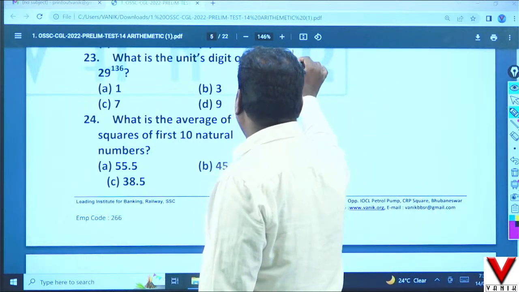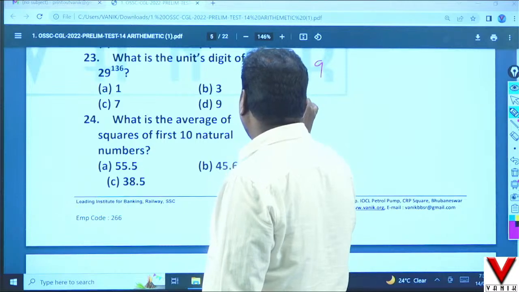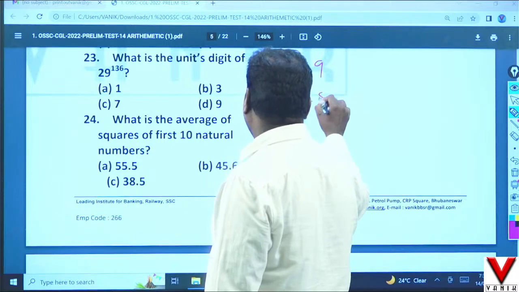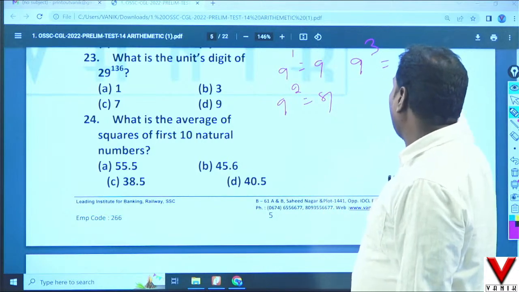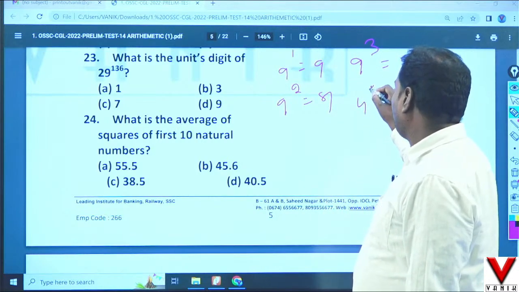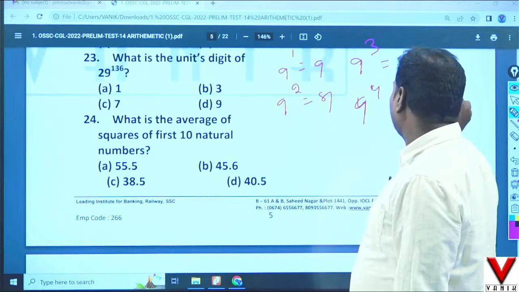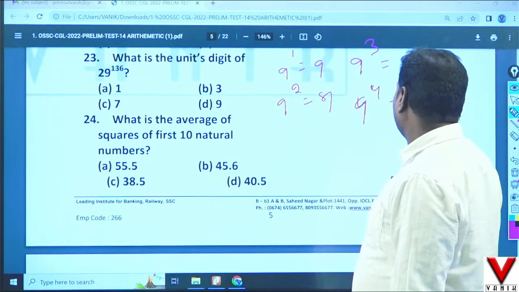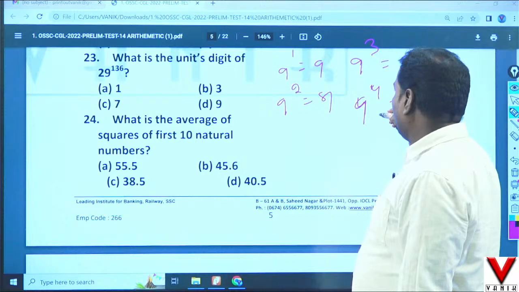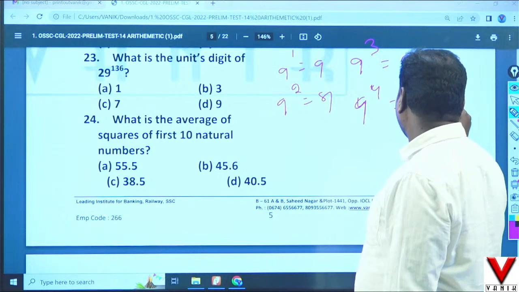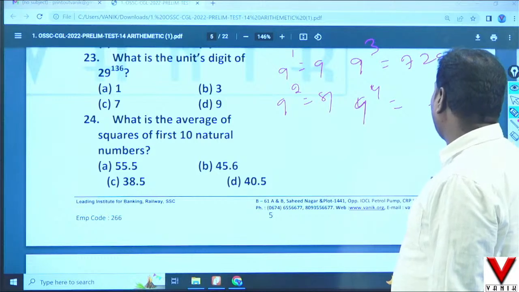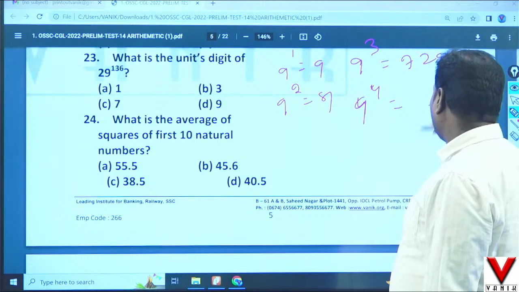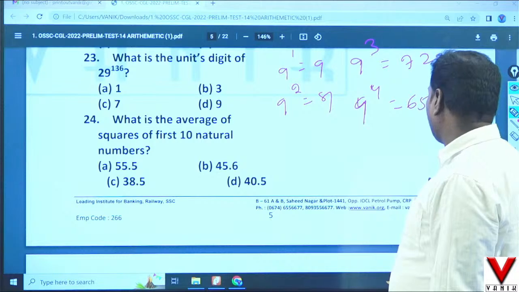9 to the power 1 is equal to 9, 9 to the power 2 is equal to 81, then 9 to the power 3 is equal to 729, 9 to the power 4 is equal to 9 9s are 81, 1, 8 carry, 9 2s are 18, 8 is 26, 6, 2 carry, 9 7s are 63, 2 is 65, 6561.